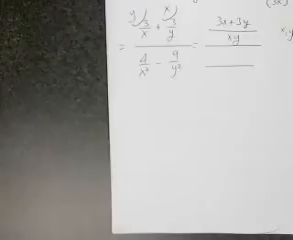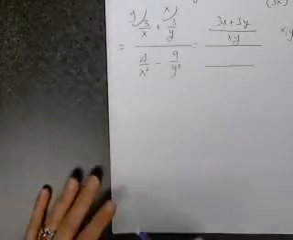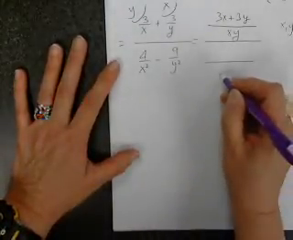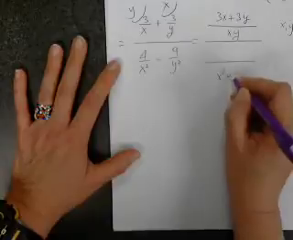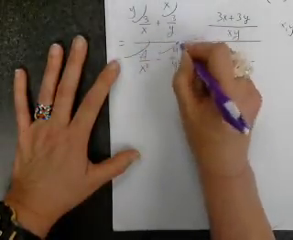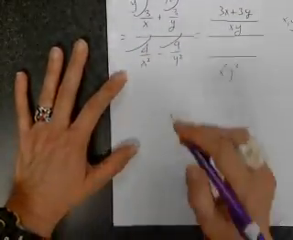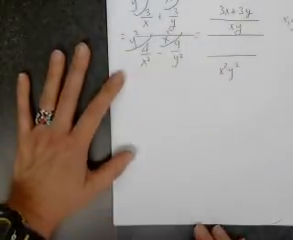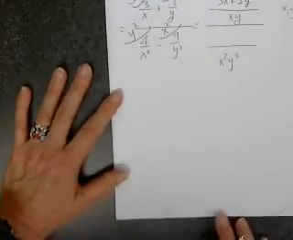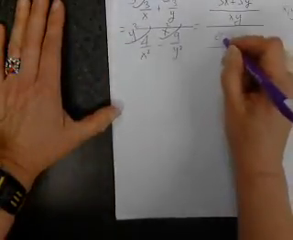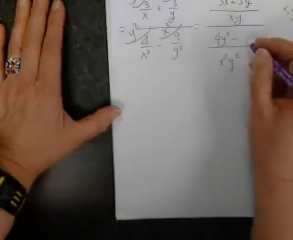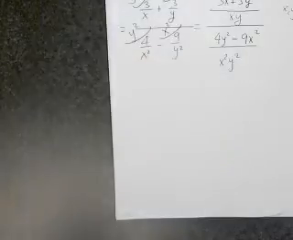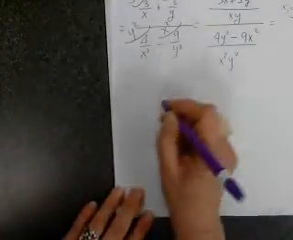Any questions? Okay, the denominator, please. Adjustments. Top. 4y squared minus. Very good. Perfect.